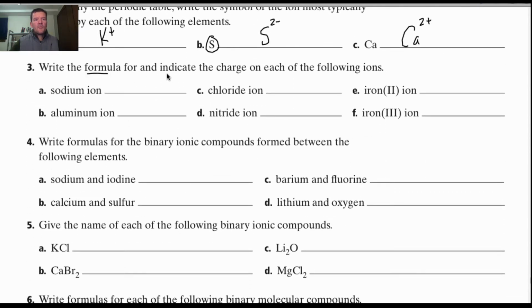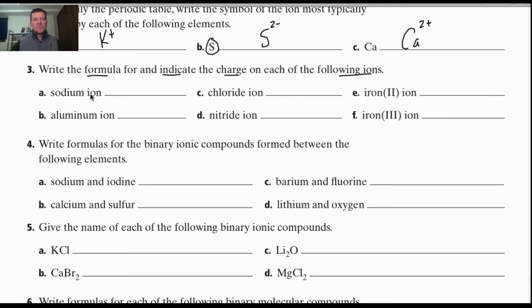This says write the formula for and indicate the charge on each of the following ions. Now these are just the same as number 2, but they just give us the name. So sodium ion. Sodium is in group 1, +1. Aluminum is in group 13, so it's likely to lose those 3 valence electrons. Chloride, notice the ending here with a non-metal ion, the ending IDE. Chloride is in group 17, it's likely to gain 1. Nitride, that's nitrogen. Nitrogen is in group 15, so it's likely to gain 3 more to get its 8.